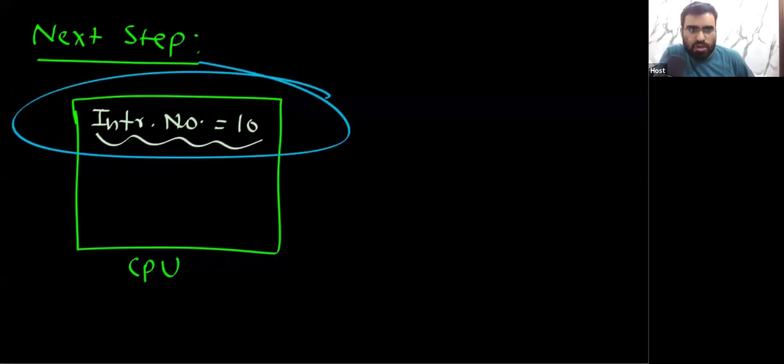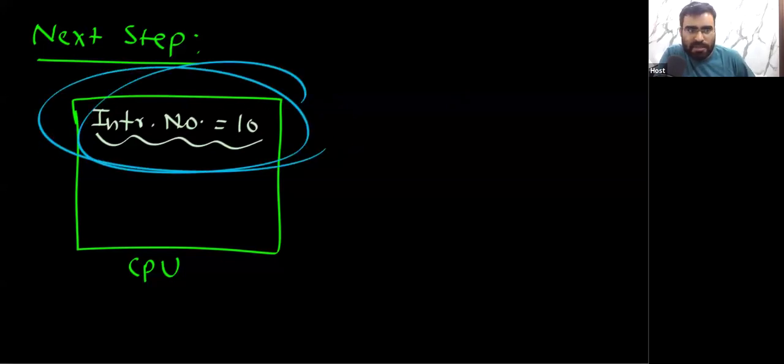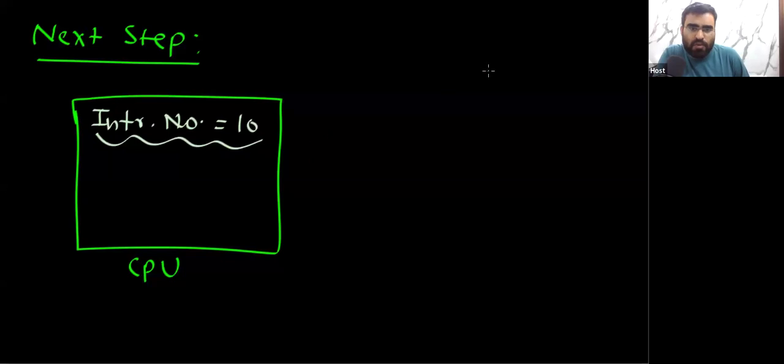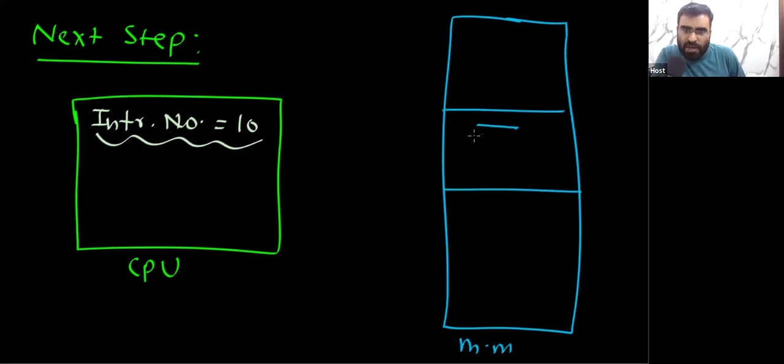See, the CPU knows who has interrupted. Okay, the CPU has found that the battery is interrupting. Now how will the CPU find the ISR of the battery? Because the CPU needs to run the ISR of the battery. And where is the ISR of the battery? That is in the main memory. Let's assume this is at location 800. This is the battery ISR.